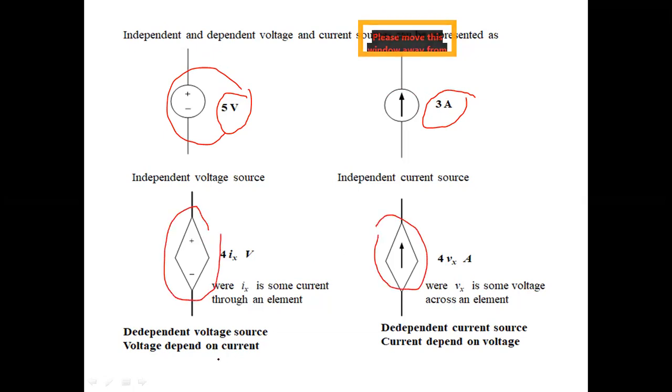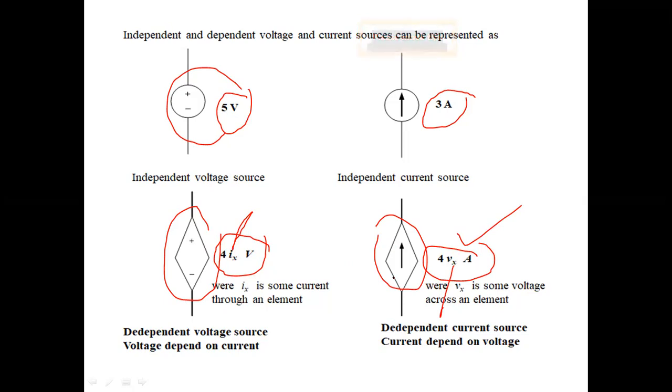Okay, diamond symbol. So for the dependent voltage source, the voltage depends on a current. 4ix volts means this is the value of the voltage, and it depends upon the current ix. Similarly, on the right side, 4vx amperes is the value of the current, and it depends upon the voltage vx. So we can say that for a dependent voltage source, the voltage depends on the current, and for a dependent current source, the current depends upon the voltage.